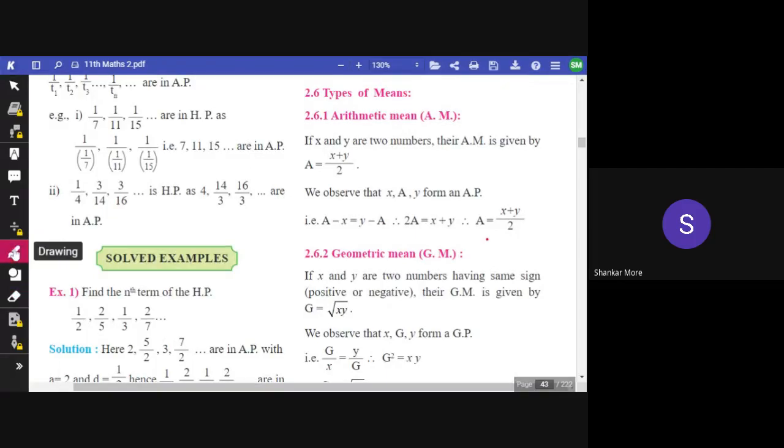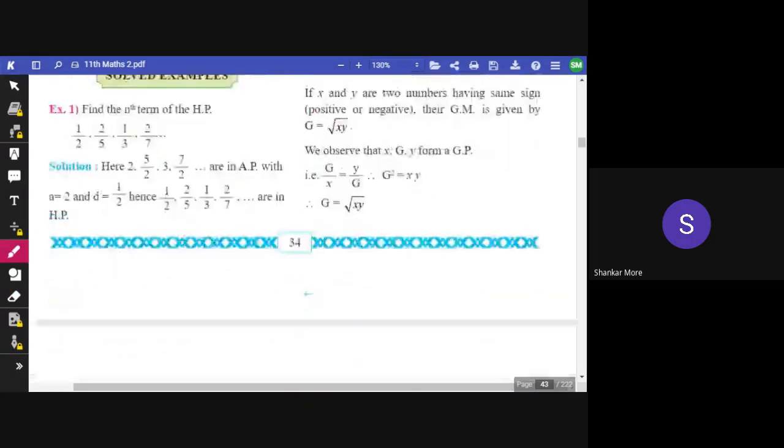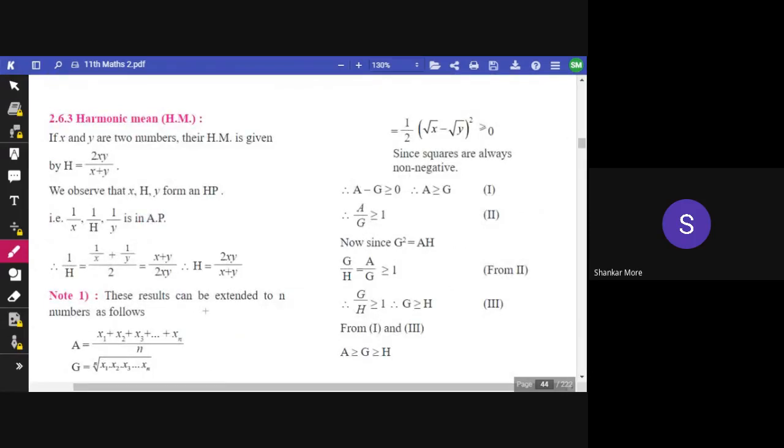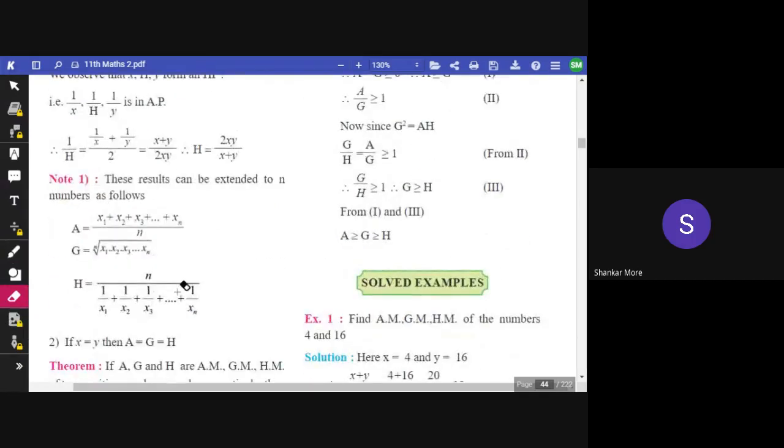Okay, so you have written the formula for arithmetic mean. After that, you have written the formula for geometric mean. After that, harmonic mean. What is harmonic mean? This is the formula for harmonic mean: H is equal to 2xy divided by x plus y, where x and y are the given two numbers.